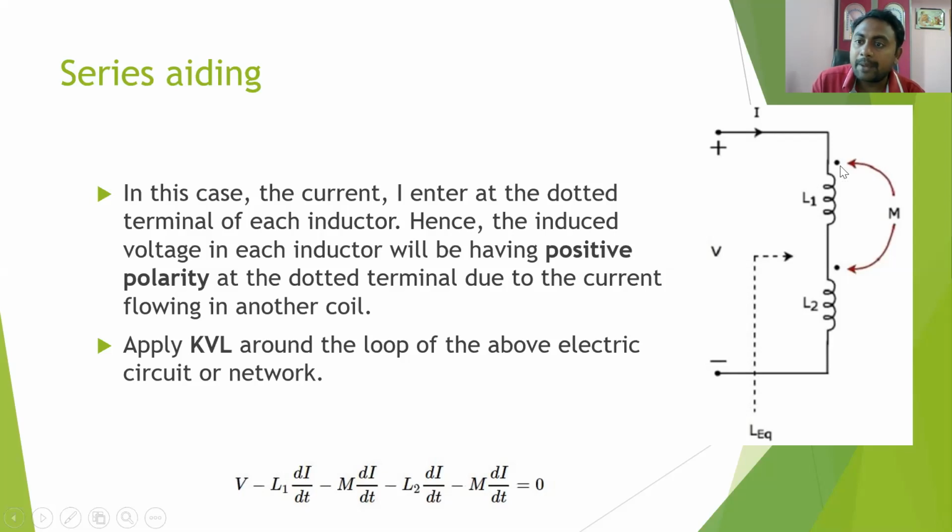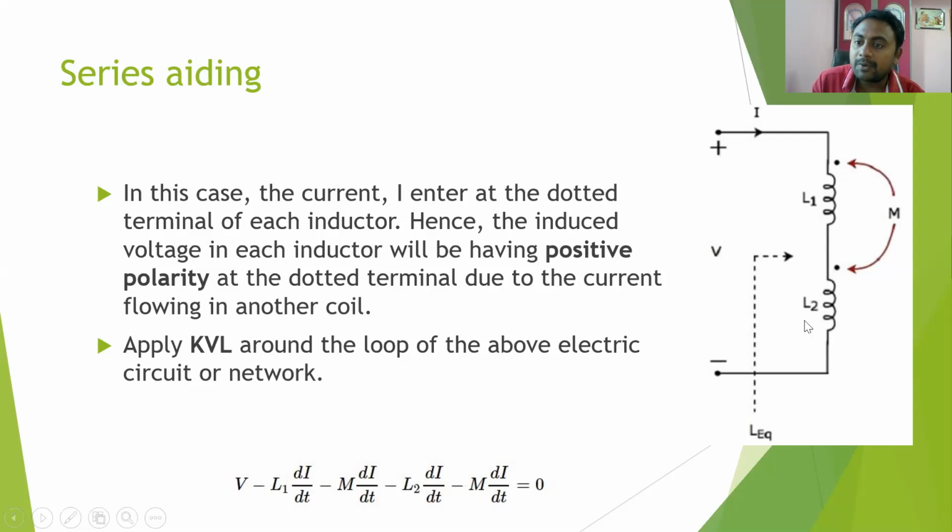How am I going to write the mutual term? In both cases, current enters at the dotted terminal. So the symbol I use for the self-inductance, the same symbol follows for the mutual inductance. If I use minus for self-inductance, the same negative sign I have to use for the mutual inductance. That is what I said in my last video. So I use minus, that is minus M di by dt. The first mutual inductance is over, that is M12.